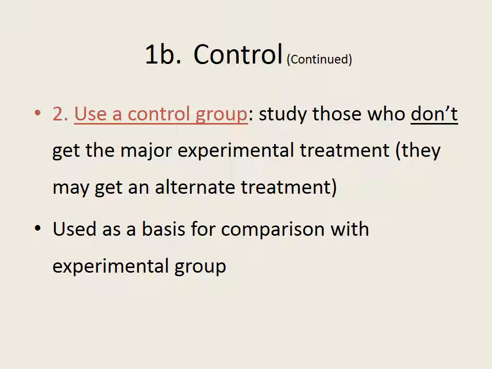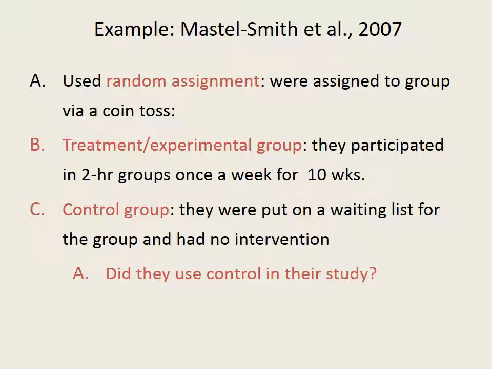So, a control group is, they aren't getting the major treatment. And this is comparing with the experimental group. So in that same article that I gave you, they used random assignment. They did a coin toss. So with that coin toss, if you remember talking about sampling, that would be simple random.